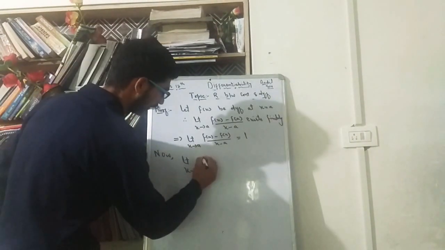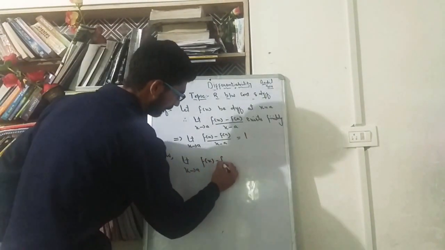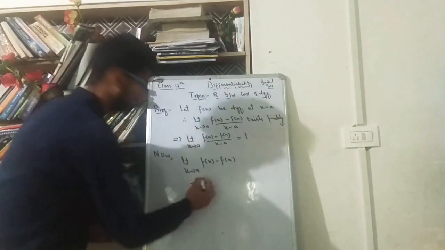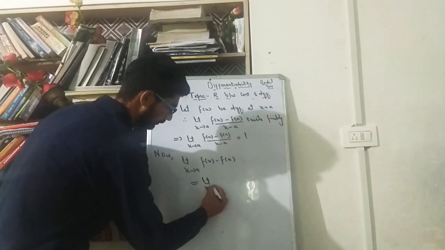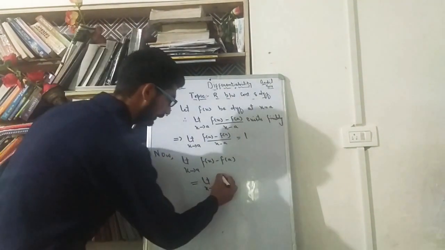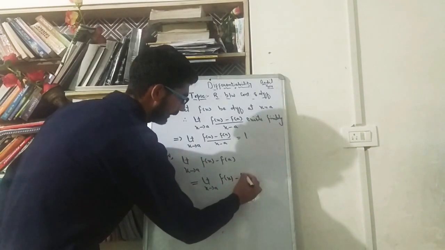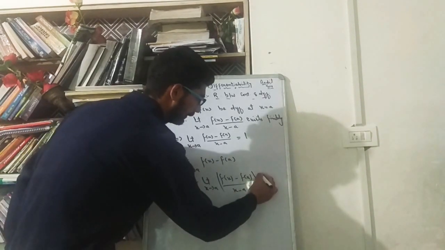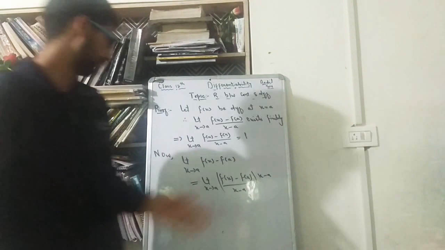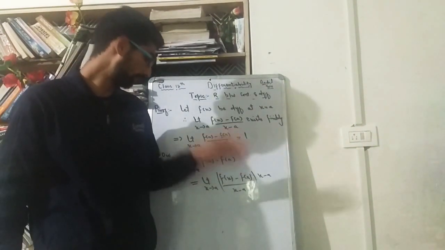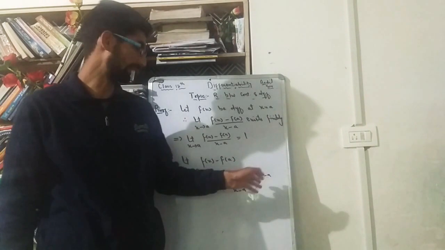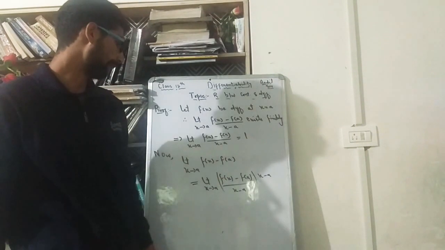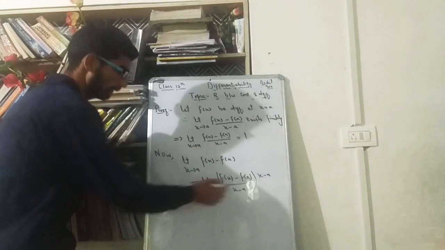So I will take the limit as x tends to a of f of x minus f of a. This will be equal to the limit as x tends to a of f of x minus f of a divided by x minus a, multiplied by x minus a. What I have done here is divide the numerator by x minus a and also multiply by x minus a. These factors cancel and I get my expression back, so it creates no problem.